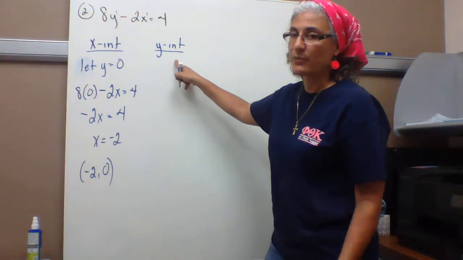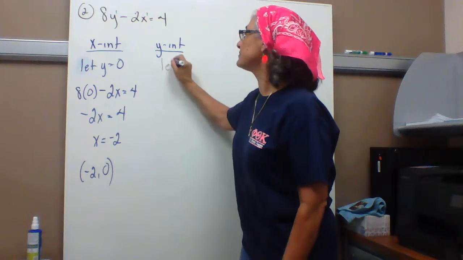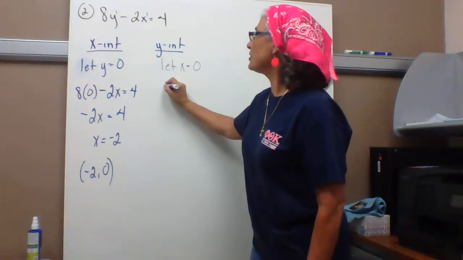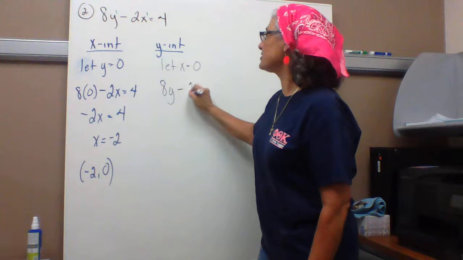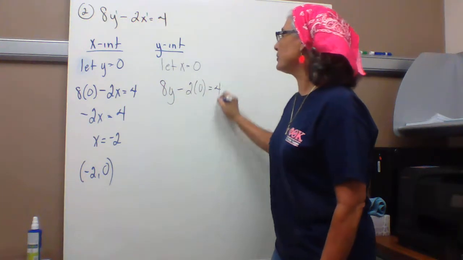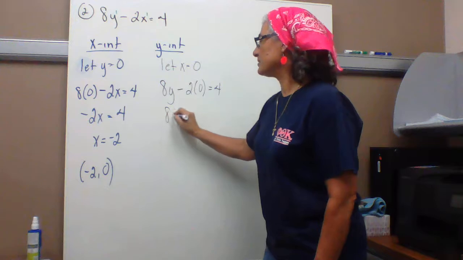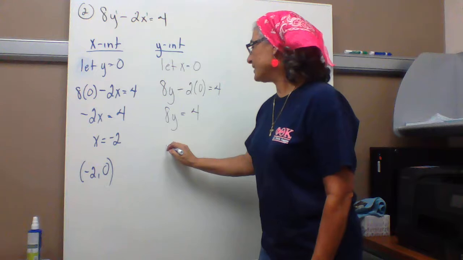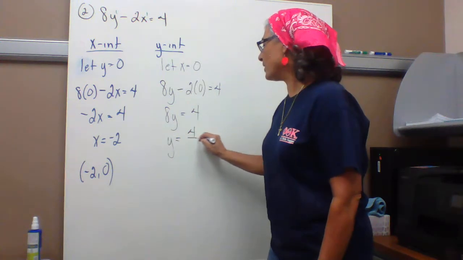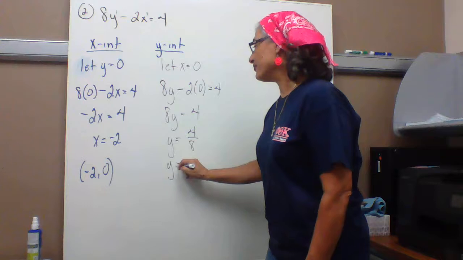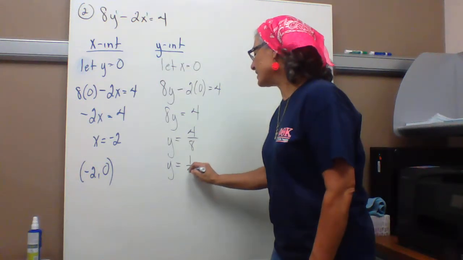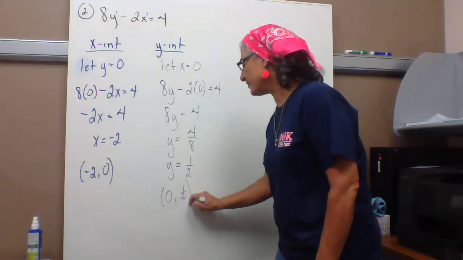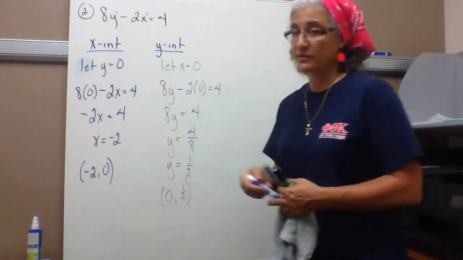To find the y-intercept, recall, you have to let x equal 0. When you let x equal 0, your equation starts looking like 8y minus 2 times 0 equaling 4. Obviously, 2 times 0 is just 0, so I'm left with 8y equaling 4. And when I finish solving, I end up with y equaling 4/8, a fraction, yay! And I reduce it and I get a half. So, x first, which is 0, y second, which is a half. Cool. So far, so good?